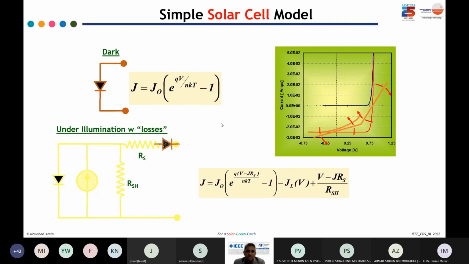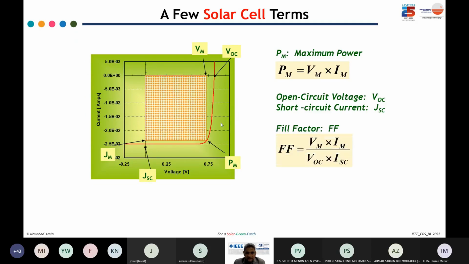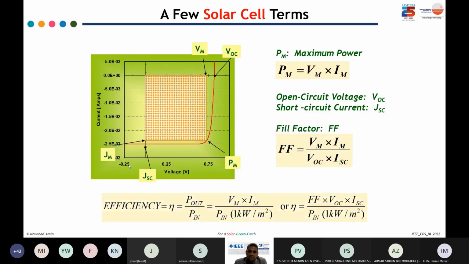Just to show that the efficiency is the comparison between the power out and power in. As I mentioned before, the power in is already from the convention of 1 kilowatt per meter square as the concentration of the sunlight, and the output is the maximum voltage and maximum current from the diode curve of the solar cell. We call it the light IV curve. From here we can also find, in a different way, what we call the fill factor, which is the ratio of VM times IM to VOC times JSC, which can be found from the terminal voltages of any solar panel or solar cell.